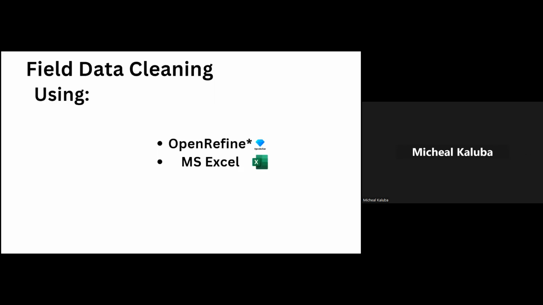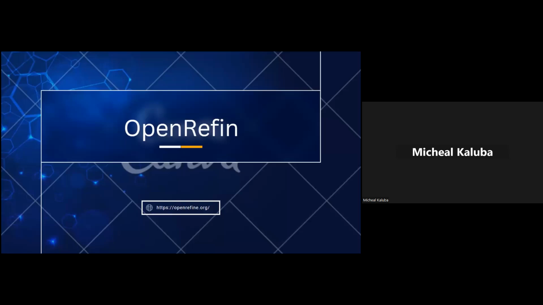We are going to talk about field data cleaning and the two main important tools we use to clean field data. And the field data we are talking about is the data that has been collected using Open Data Kits, that's ODK, and it has been submitted to Kobo as the server that is consolidating it together. So one, we are going to talk about Open Refine.